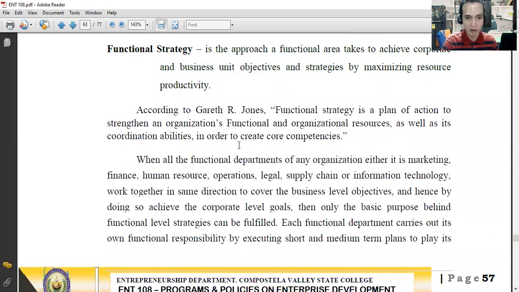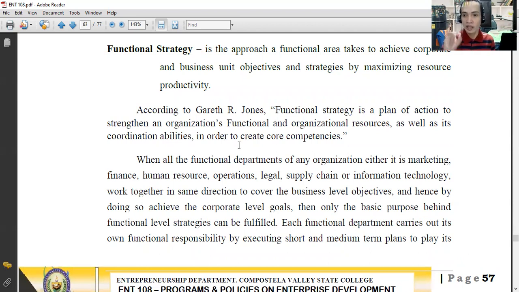So, according to Gareth R. Jones, functional strategy is a plan of action to strengthen an organization's functional and organizational resources, as well as its coordination abilities, in order to create core competencies. In other words, functional strategy practically pertains to your internal factors, such as your strengths and weaknesses, because these strategies can basically be controlled by an organization.